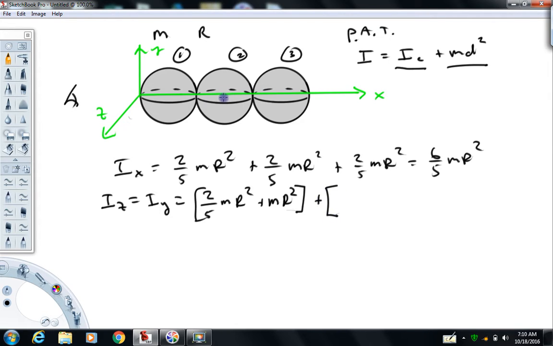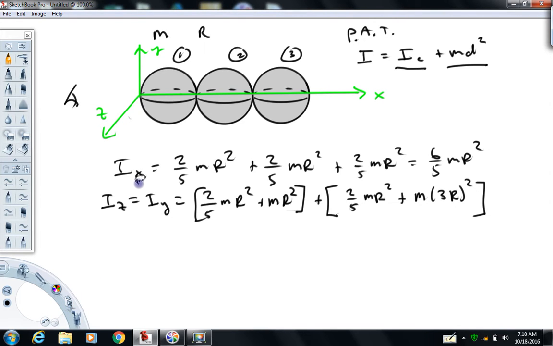Next, let's talk about mass 2. The moment of inertia of mass 2 can be written, again, by the parallel axis theorem. The moment of inertia of mass 2 about its centroidal axis is 2/5 mr squared, plus we need to tack on an m times distance squared for the fact that the axis has moved from here to here. From here to here is 2r plus another r, so that distance is 3r. So we tack on an m times 3r squared for the fact that the axis has moved from the centroid of 2 to here.